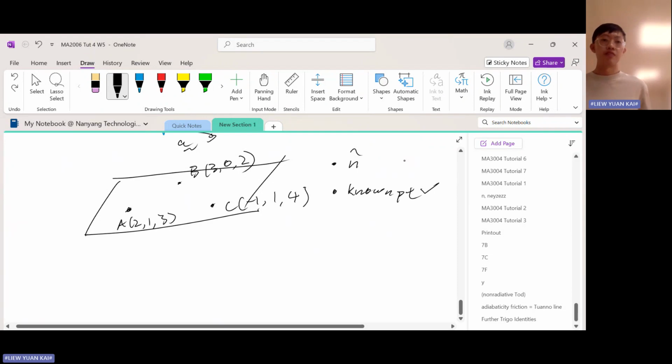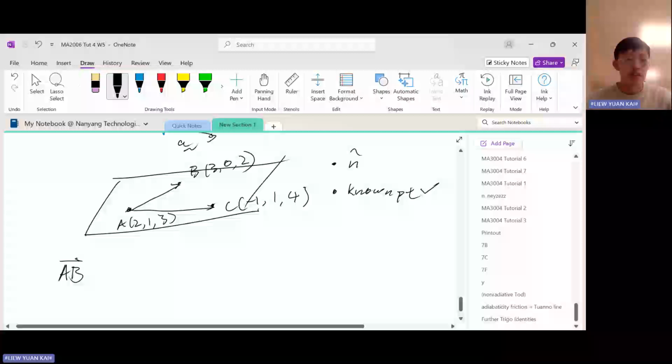Now we need to find the normal vector, which is a vector which is 90 degrees to this plane. So how do we do that? Okay, we need to do a bit of math. First, I want you to find two vectors that are in this plane. Two vectors that are in this plane. So let's say we want the vectors AB and AC. So how do we find AB and AC?